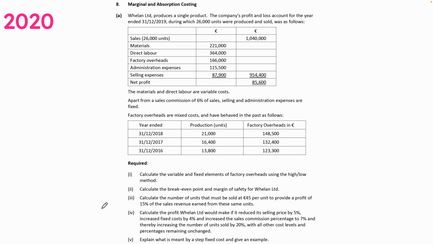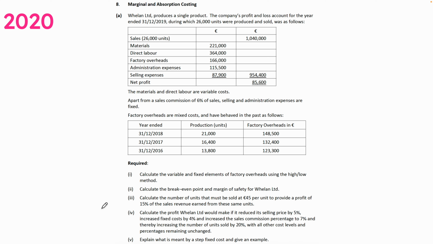So you've got 26,000 units there in the sales, €1,040,000. You've got materials, €221,000. Direct labour, €364,000. Factory overheads, €166,000. Admin expenses, €115,500. Selling expenses, €87,900. Total expenses then, €954,400, and a net profit of €85,600.